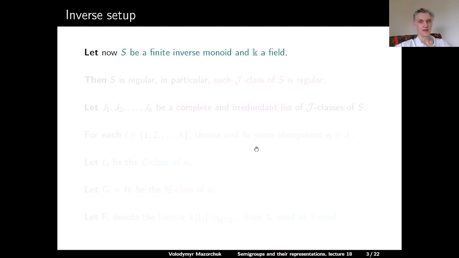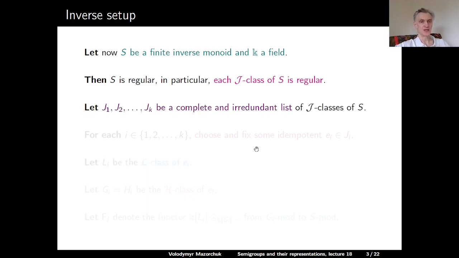Let S be a finite inverse monoid and K a field. Then S is of course a regular monoid. In particular, each two-sided class of S is regular. So let J1, J2, and so on Jk be a complete and irredundant list of two-sided classes in S. For each i between 1 and k, choose and fix some idempotent Ei in the class Ji.